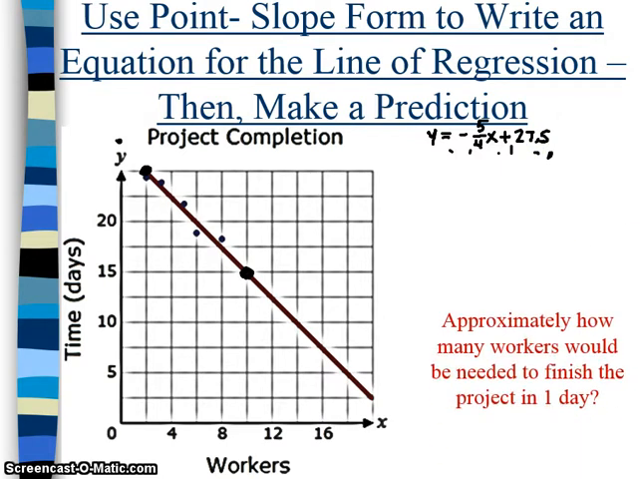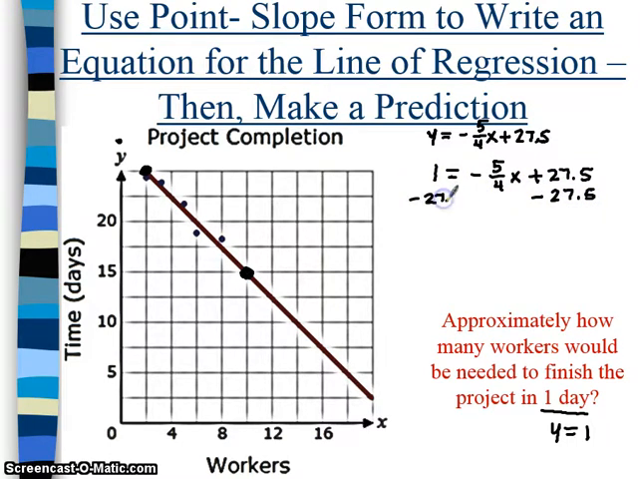Okay, here's our prediction question. Approximately how many workers would be needed to finish the job in only one day? Now, remember, days is the y value, so we need to substitute 1 for y. So we're going to say 1 is equal to negative 5 over 4x plus 27.5. So to solve this, look on the algebraic side, we need to get rid of our constant, so subtract 27.5.